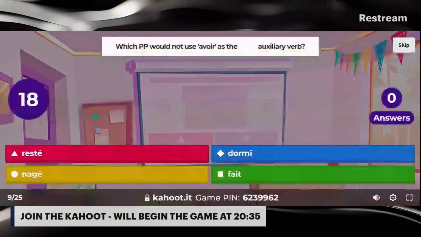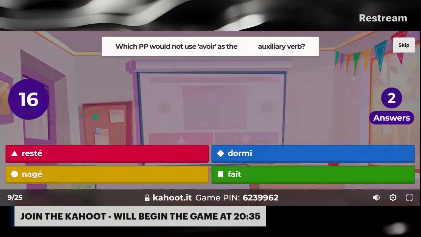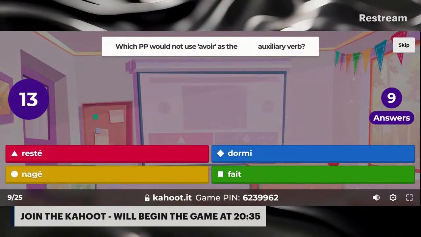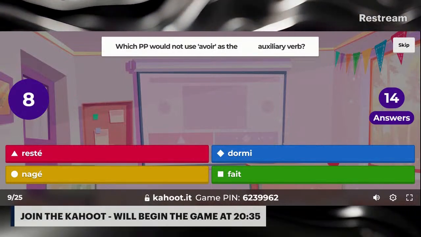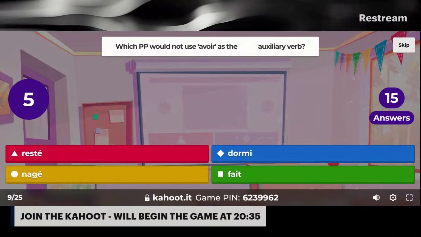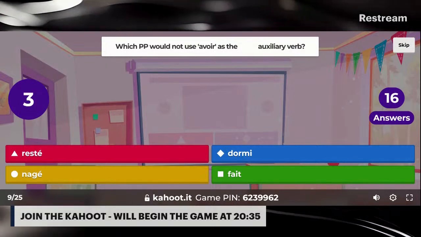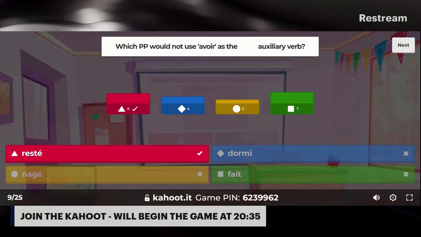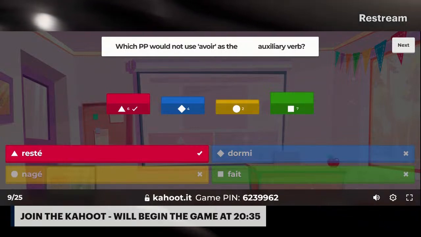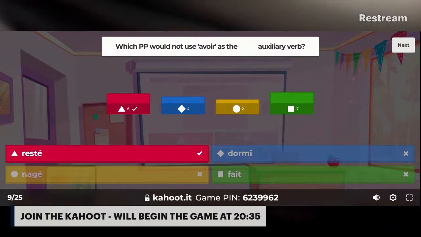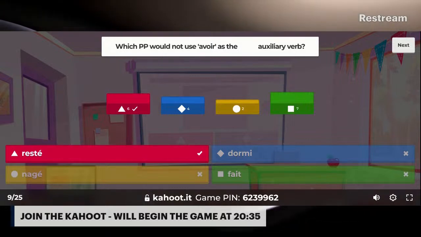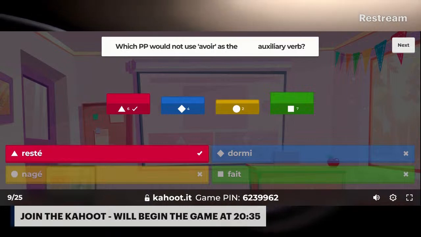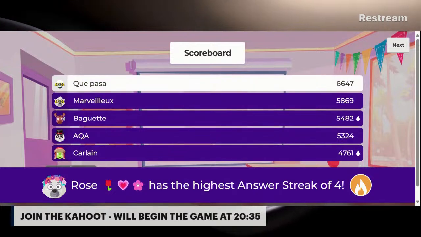Which past participle would not use avoir as the auxiliary verb? So it's rester. Remember, for the Mrs. Van der Trump verbs, those are the ones where you use non-avoir, or être. In this case, you use être, so je suis resté, for example. Okay.